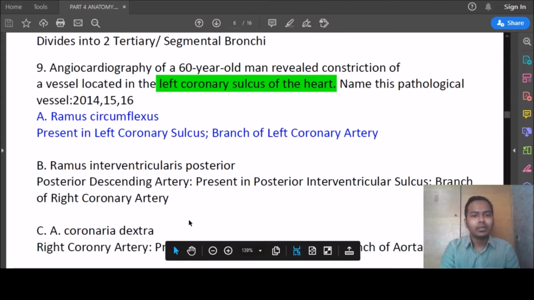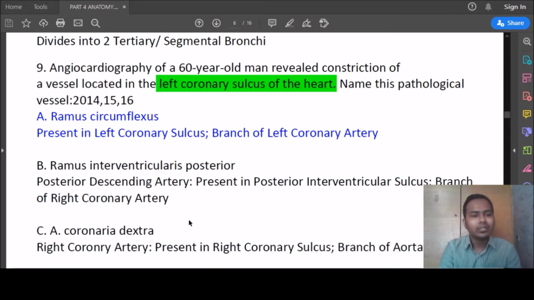An angiography of a 60-year-old man revealed constriction of a vessel located in the left coronary sulcus of the heart. Name this pathological vessel. In my playlist there is a cardiology section, where you can study what sulci are present in the heart and what arteries are present in the heart. In the left coronary sulcus there is the ramus circumflex artery. It is present in the left coronary sulcus. It's a branch of the left coronary artery.